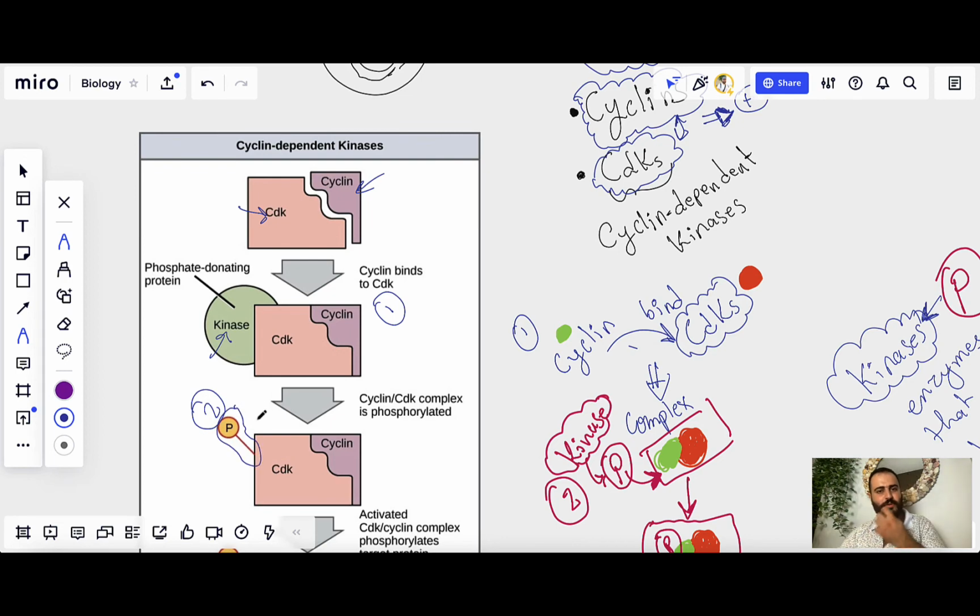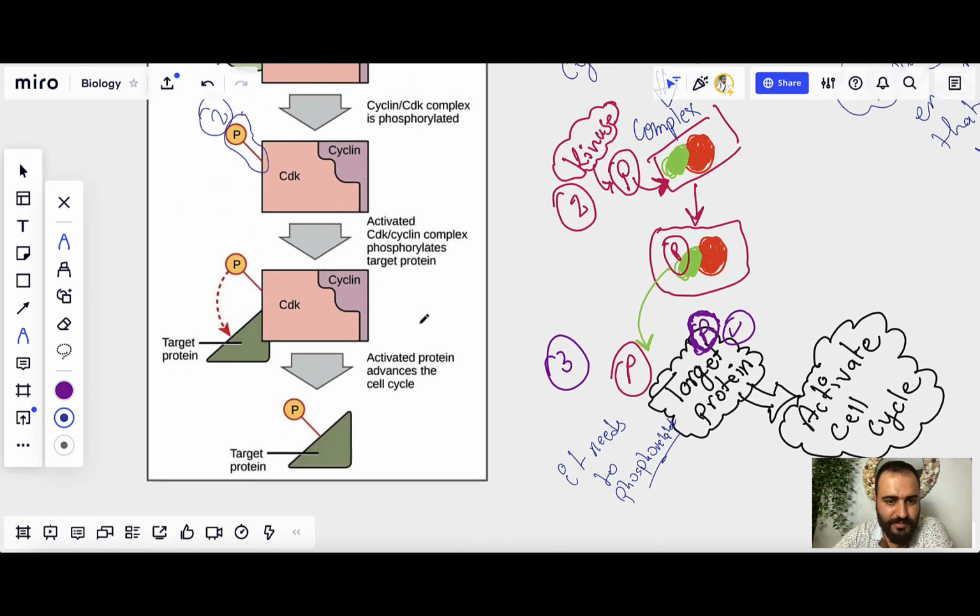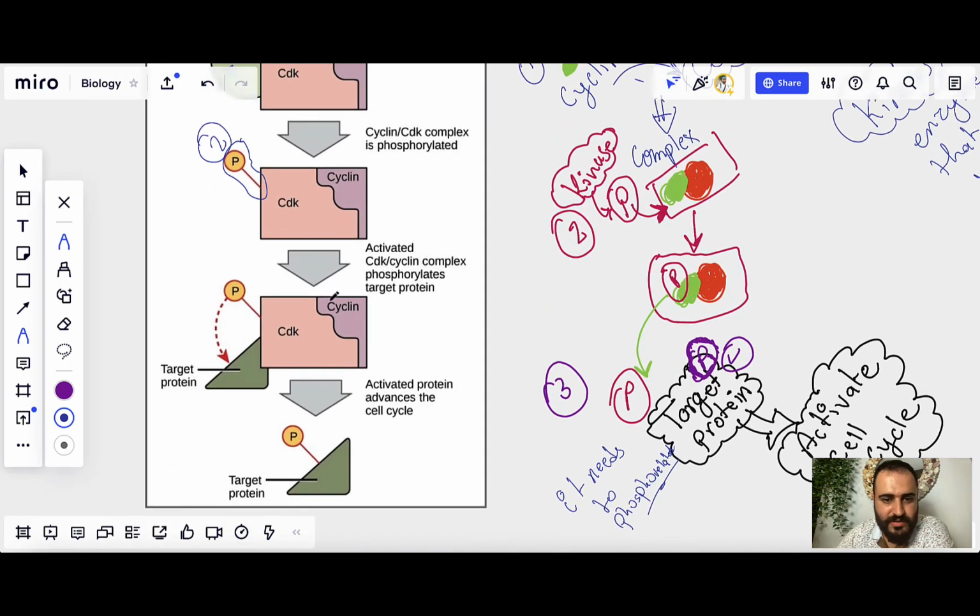And one more time, a phosphate group is a functional group. It means it can perform a function in the molecule. Let's continue. The last step is that this cyclin-CDK phosphate complex is going to bind to a target protein and donate this phosphate group to the target protein. Now this target protein is activated and it is going to activate the cell cycle. I hope now it's very clear. So all of this is needed in order to give this phosphate to the target protein.